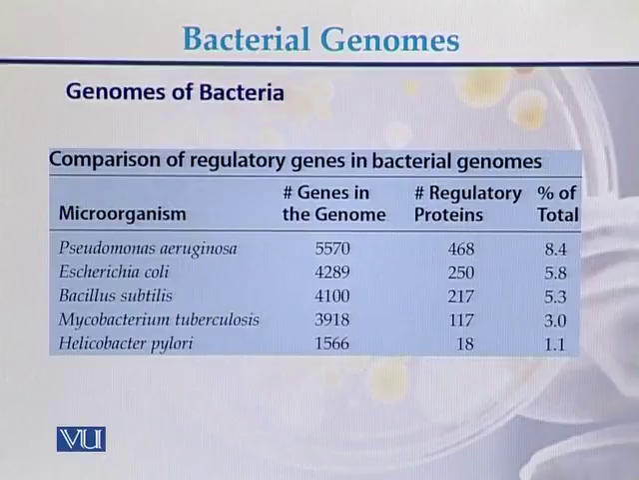Here we can see the comparison of the number of genes on different genomes of microorganisms. Like in case of Pseudomonas, we can see the number of genes. Then in case of E. coli, the number of genes is approximately 4,289, Bacillus subtilis 4,100, Mycobacterium tuberculosis 3,918, Helicobacter 1,566 genes present on the genome. So this is a comparison of how many genes are present on the genome of different microorganisms.